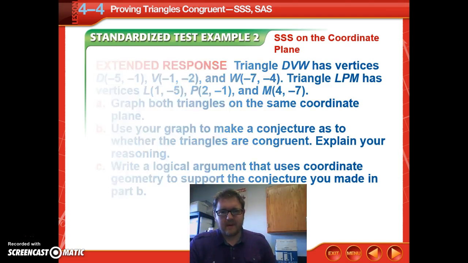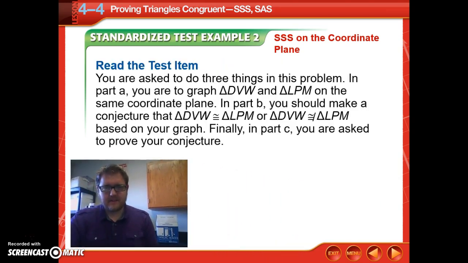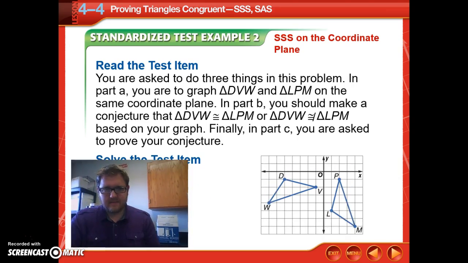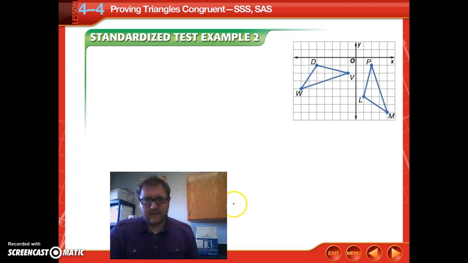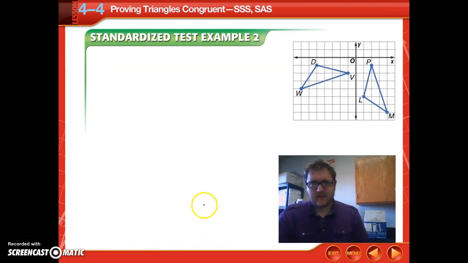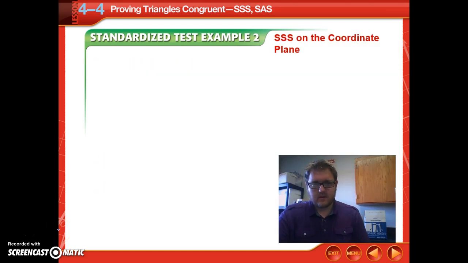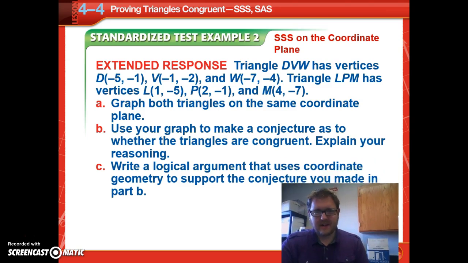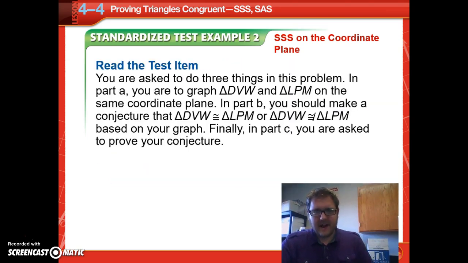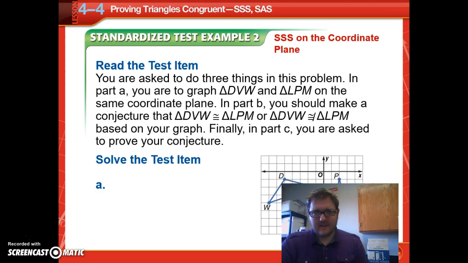So first, the graphing part is pretty simple. You just put the points on the coordinate plane here, draw them all out as they were given to you. And then for part B, we want to use that graph to make a conjecture. So let's go back to the graph. And that's kind of up to you.